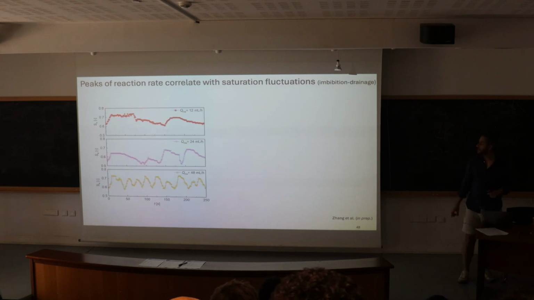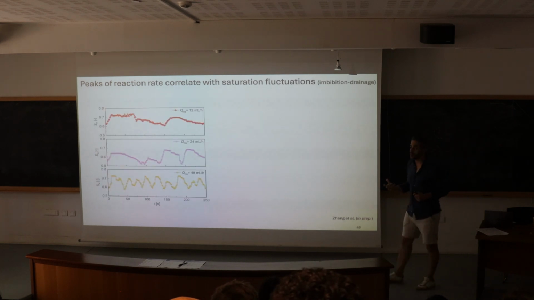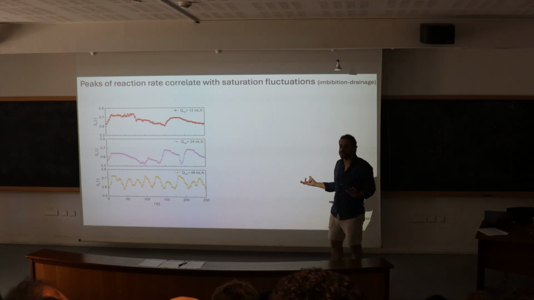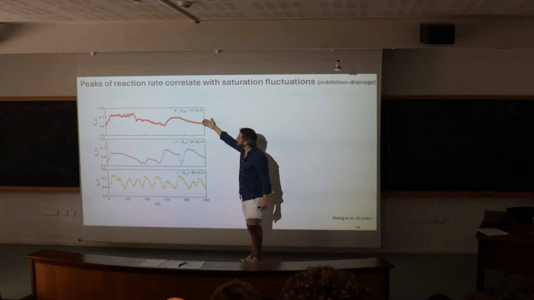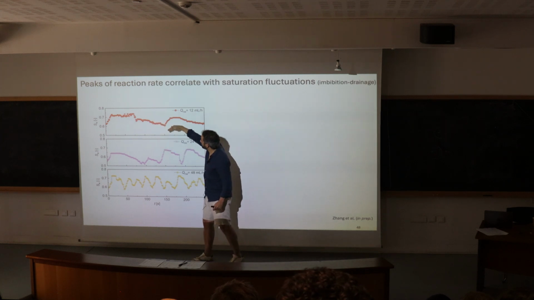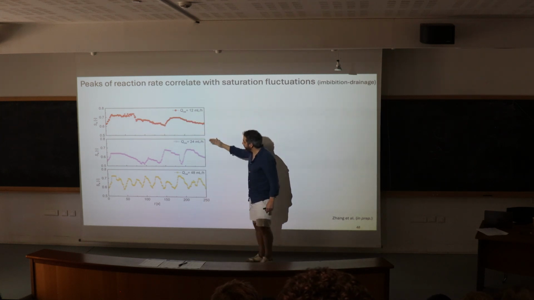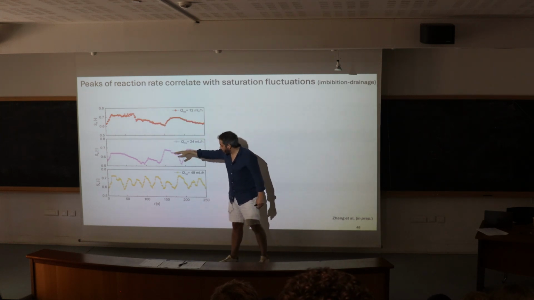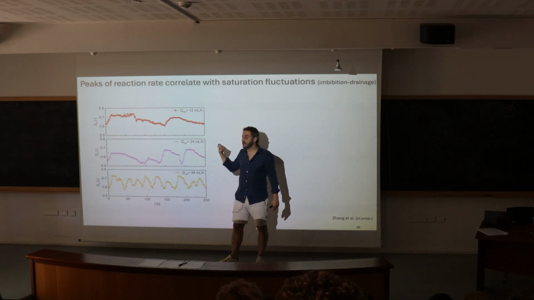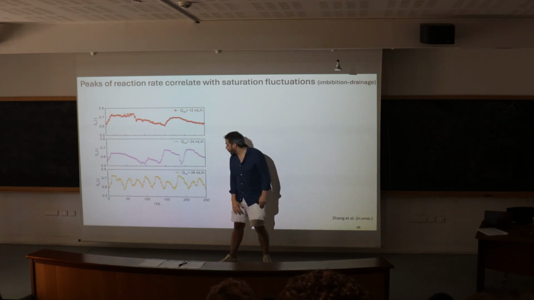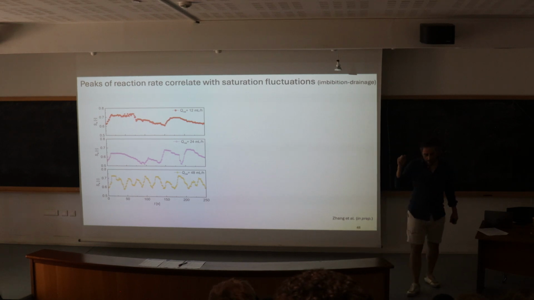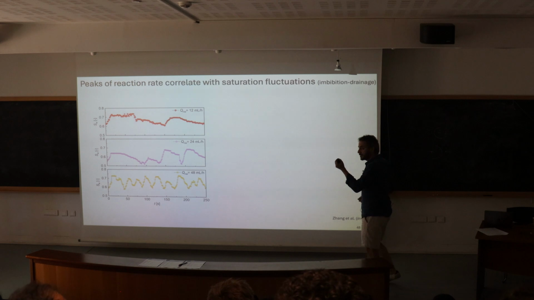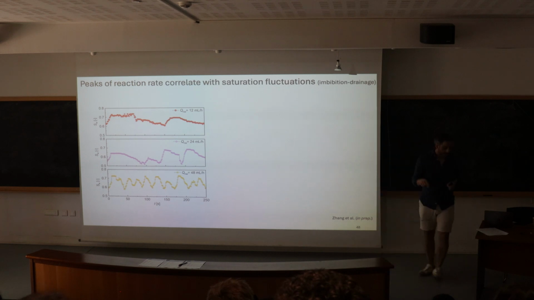What is behind that? My hypothesis was that there are fluctuations of saturation within the system. At low flow rate for gas, we were having this oscillation of saturation in my domain. If we increase the flow rate of gas, we increase the frequency of oscillation in saturation. And if we go even higher... So at that point, I said, I'm pretty sure that there should be a correlation between the fluctuation of saturation and the peaks of the reaction.